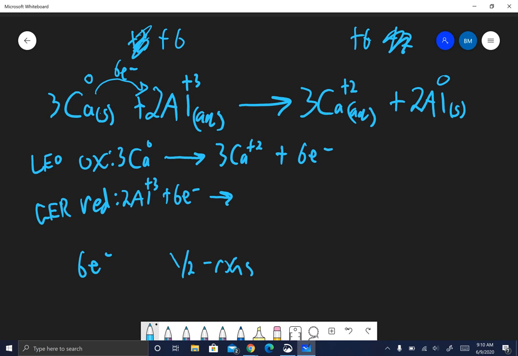Now, what do these two combine together to form? Right here, 2Al0. These are called half reactions. This is my oxidation half reaction. This is my reduction half reaction.